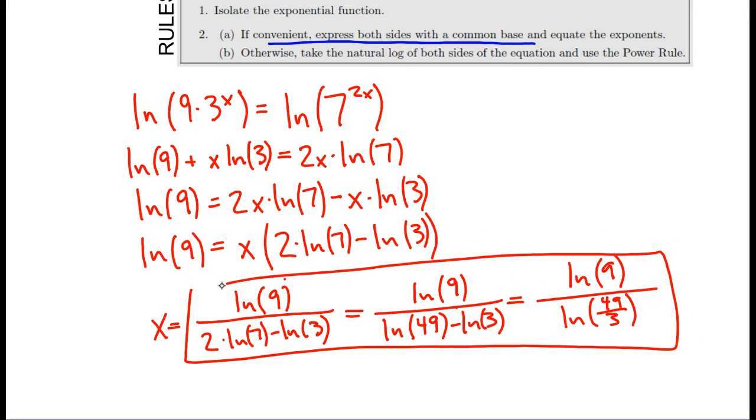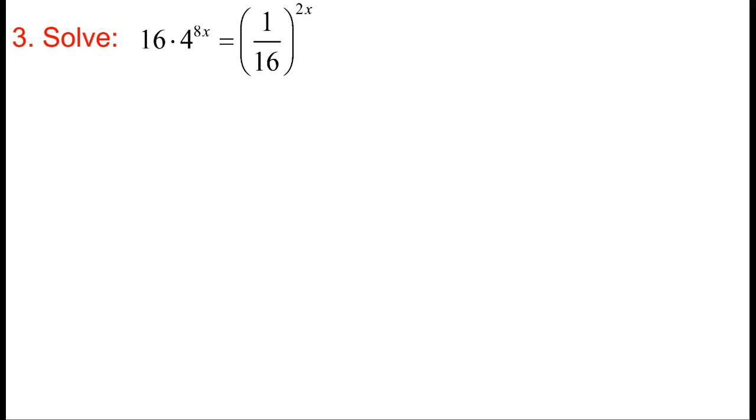Now let's move on to another example. Example 3: solve 16 times 4 raised to the 8x power equals 1/16 times 2 to the x. If we think back to our rules, the procedure for solving exponential equations said to try to state everything in the form of a common base. Well, I see a lot of 16s, and I know that 16 is 4 squared. So I'm going to try to rewrite this as a base 4 equation.